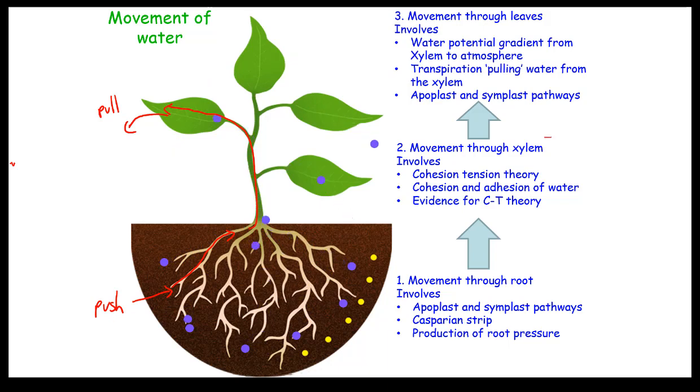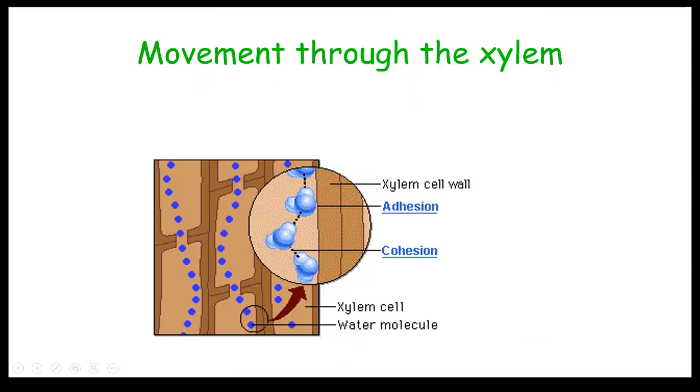So the next little area we're about to look at is movement through the xylem. So we have got the water into the xylem because it was pumped in there. Now let's look at how it actually gets up through the xylem. So when we're looking at movement through the xylem, there's two very important forces here which are going to help us out, and it's adhesion and cohesion.